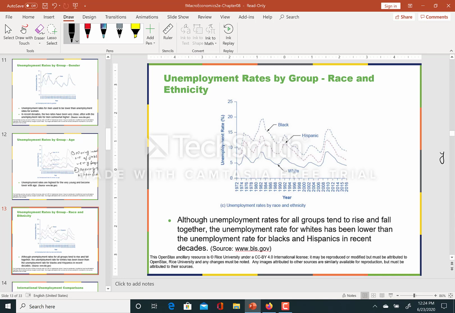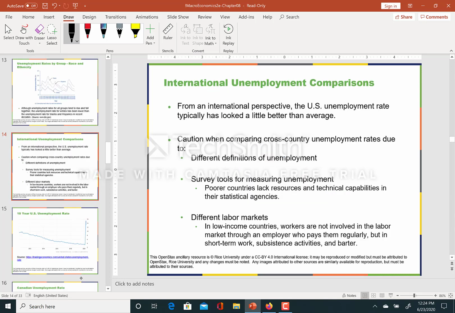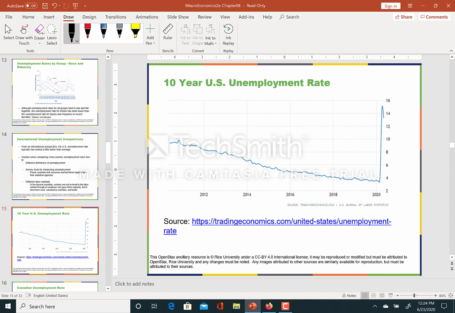Unemployment rate also varies by race and ethnicity, as you can see. Now, we can also look at international comparisons of unemployment rate. I have this 10-year US unemployment rate. Now it is really high because of this COVID pandemic, and the real gross domestic product is down. This one in percentages is up.